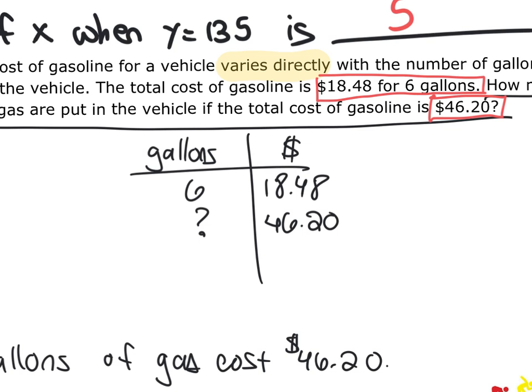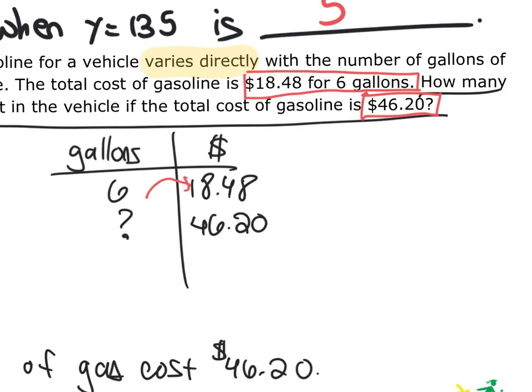So I could just use multiplication to solve this. I could say, well, how many times does 6 go into $18.48? That would just be dividing, right? And it looks like that would be 3.08. And what that 3.08 tells me is that's the cost per gallon of gas, right?